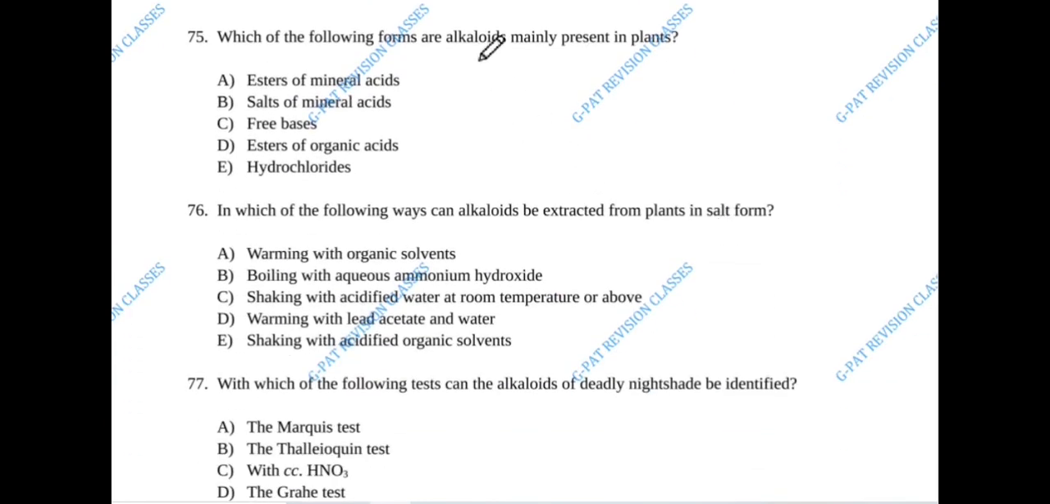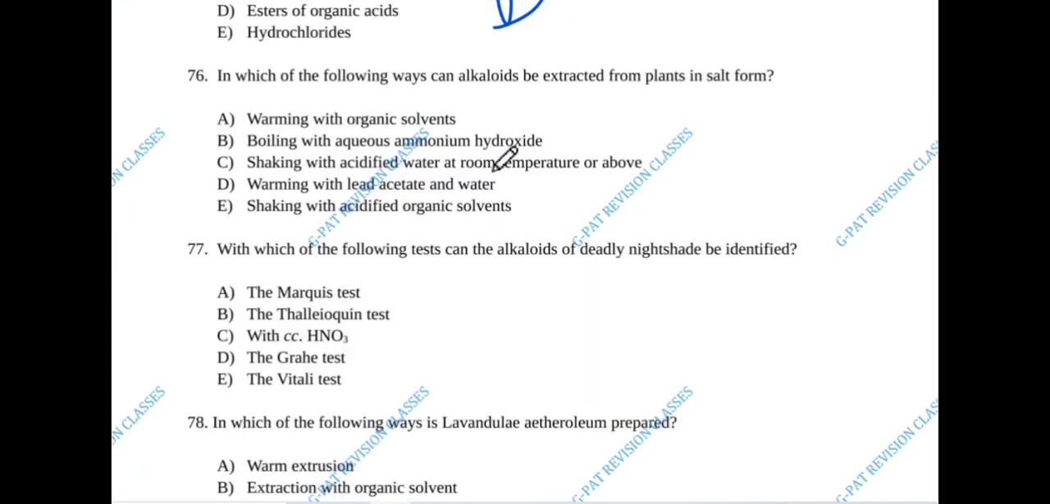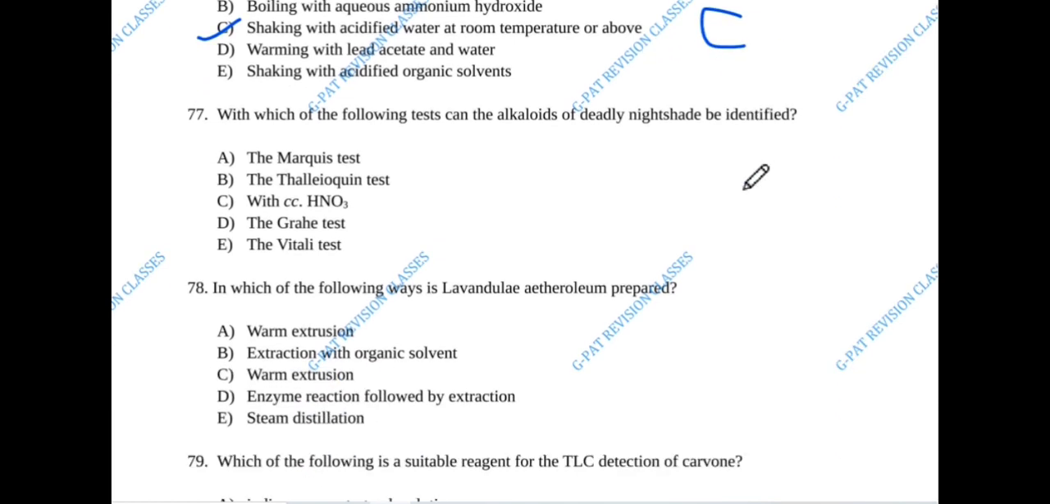Which of the following forms are alkaloid mainly present in plants? The answer is B. Salt of mineral acid. Okay. Next is 76 question number. In which of the following ways can alkaloid be extracted from the plant in salt form? The answer is C. Soaking with acidified water at room temperature or above. Next is 77 question number.